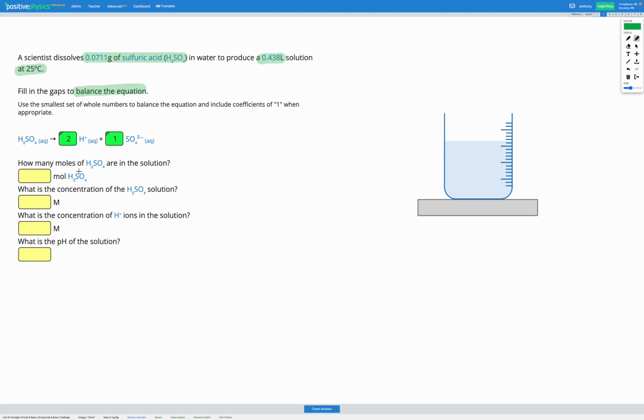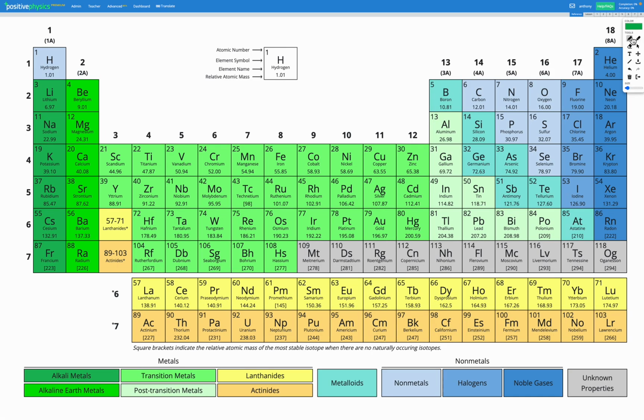Our first question here asks us to find how many moles of H2SO4 are in the solution. So we've been given grams of sulfuric acid. We're going to need to convert that into moles of sulfuric acid. So let's head to our reference sheet. Here's the periodic table. We're trying to find the molar mass of H2SO4. So we're going to need to know the atomic mass of hydrogen, sulfur, and oxygen. Here's hydrogen, here's sulfur, and here's oxygen.